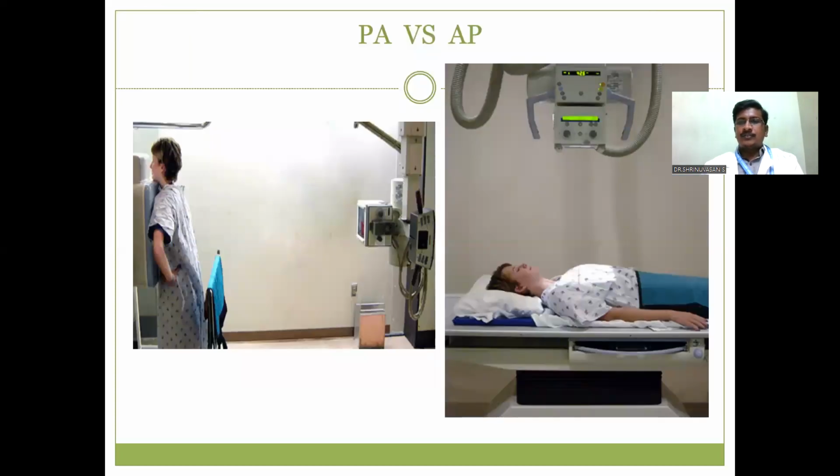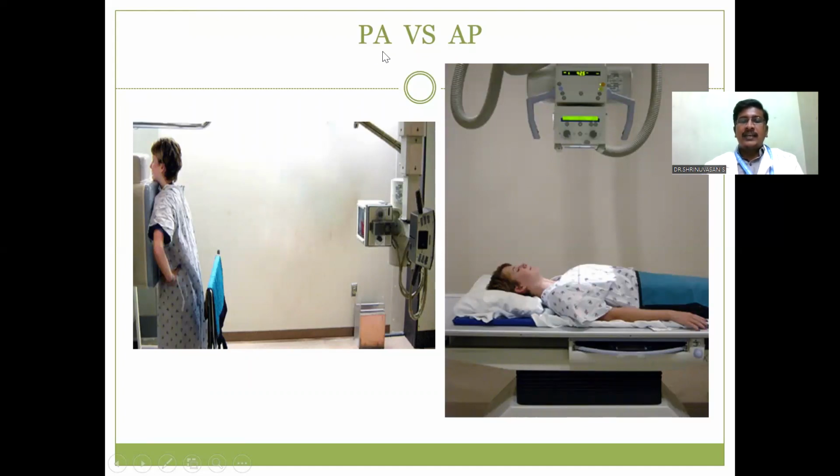Then we will go to the views. What are all the common views we are going to take in the X-ray? So we call PA view, AP view. PA means posterior anterior and AP means anteroposterior. So you know what is posterior. The front side of the body is called anterior and the back side of the body is called posterior.